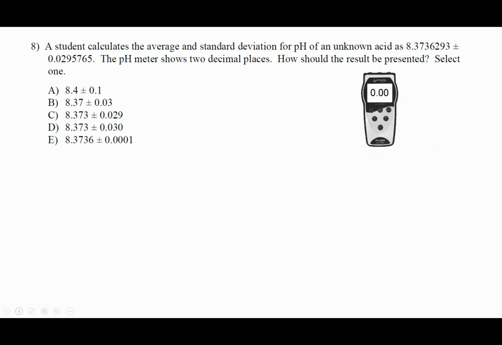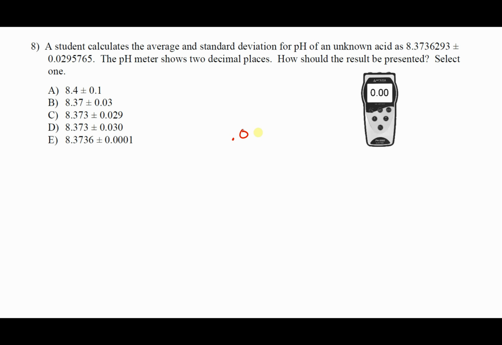A student calculates the average and standard deviation for pH of an unknown acid as 8.3736293 plus or minus 0.0295765. The pH meter shows 2 decimal places. How should the result be represented? Well, step 1, represent the error with one significant figure unless it begins with a 1 or 2. It begins with a 2.